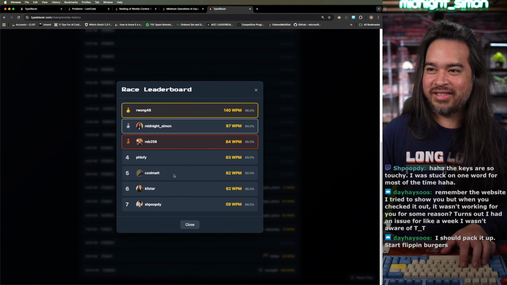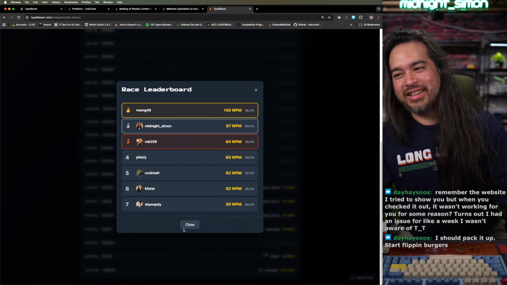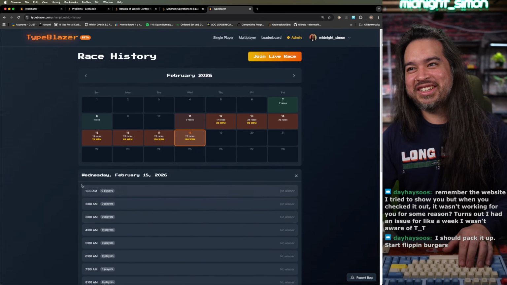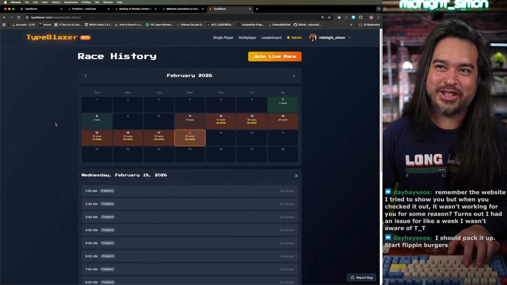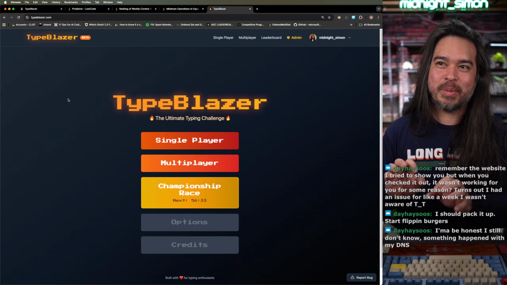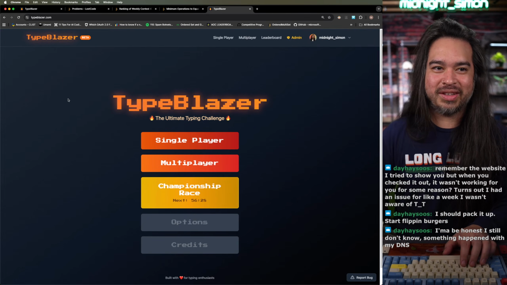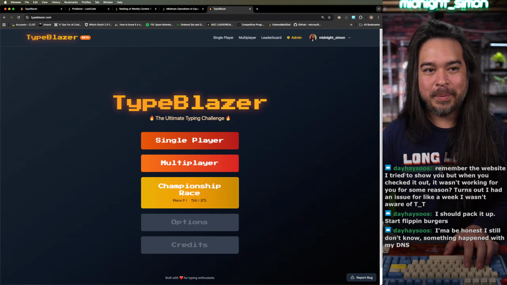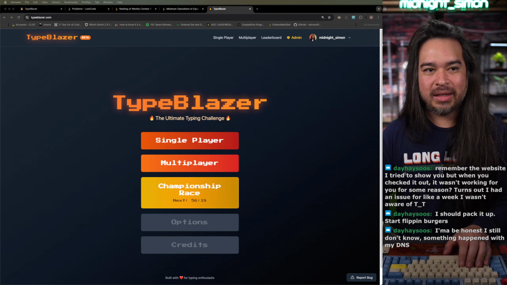Man, Type Blazer is working, guys. They said it couldn't be done, man. They said you can't vibe code anything. I mean, it's still not finished, but based on what I've seen, I think it's possible to vibe code something even more than this. I still don't know, something happened with my DNS. Dang. I should pack it up, start flipping burgers.